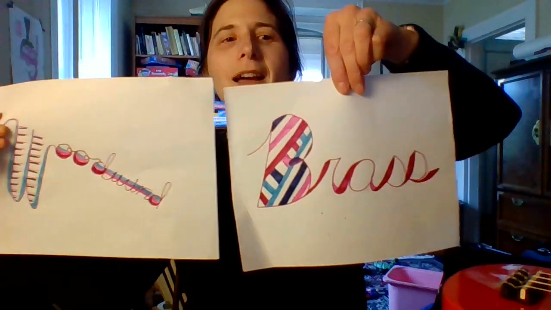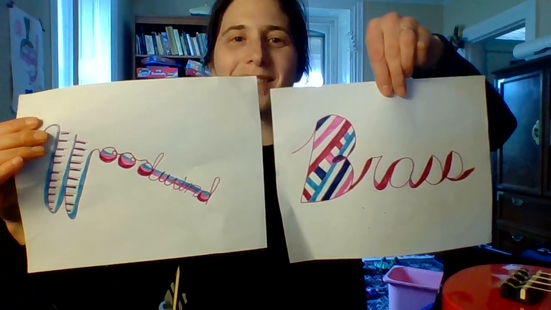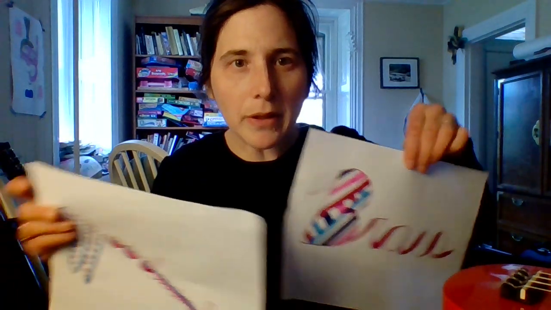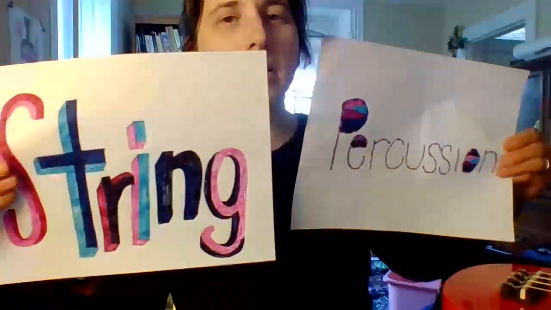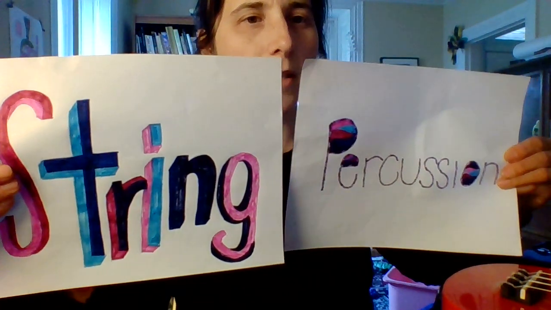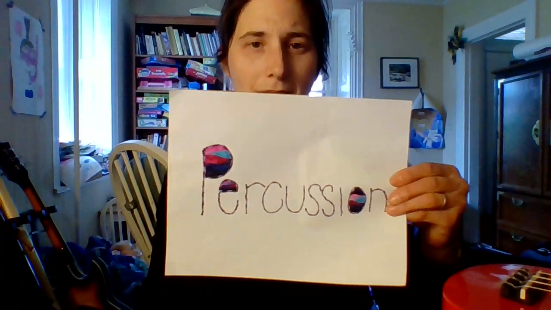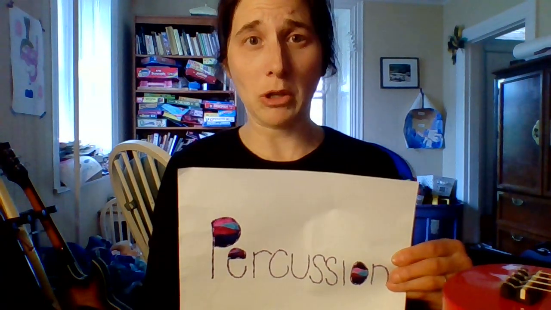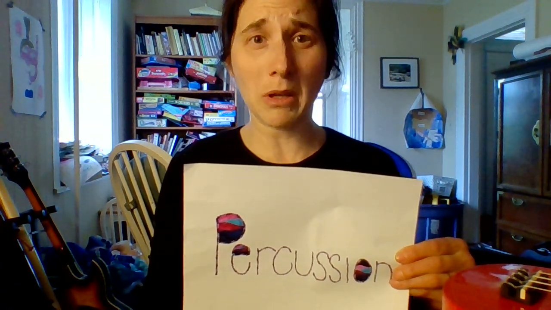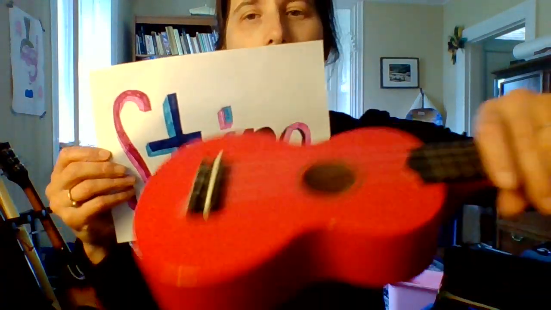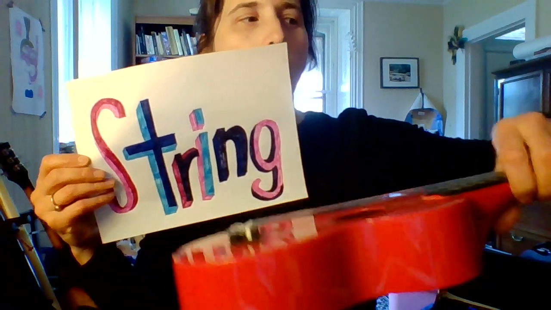Because you don't blow air into it, now we're left with percussion and strings. Do you hit it? Please don't hit your ukulele. It would be so sad. It is, in fact, string because you pluck or bow the string. So like violin, that's string.